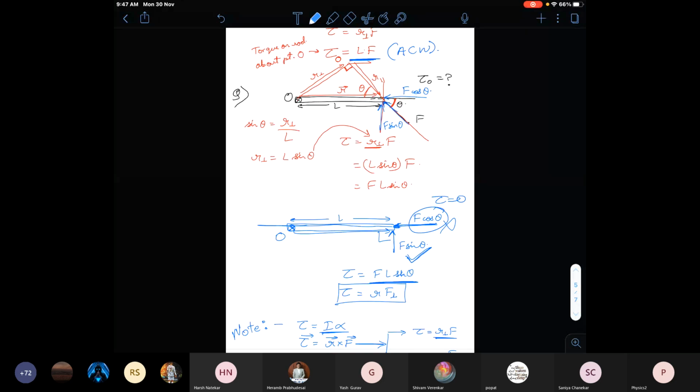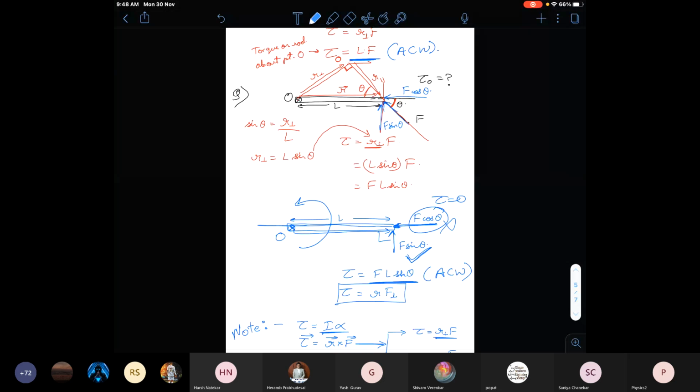If you try to push the rod in the direction of F sin theta, the rod will rotate in this direction. So I can say that FL sin theta is in anti-clockwise direction. The torque due to F sin theta is in anti-clockwise direction. You just have to see how the rod will move if that force is applied on the rod.